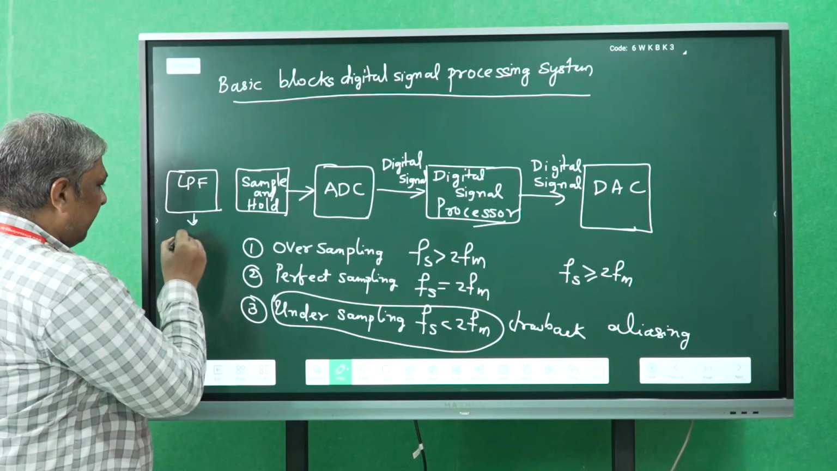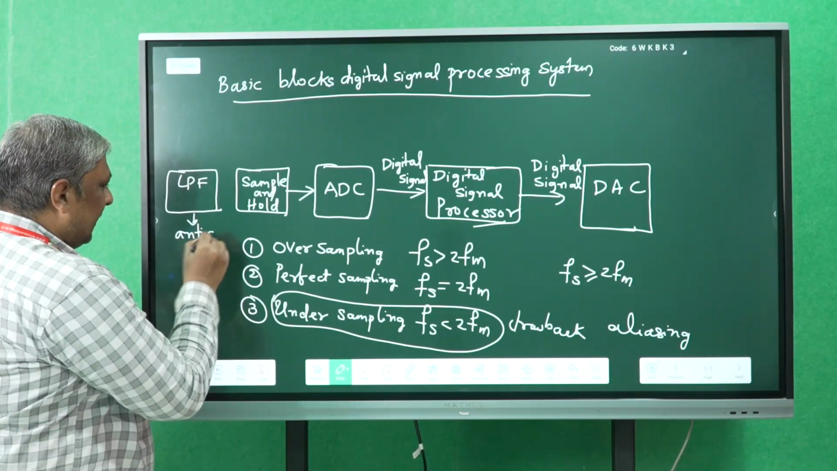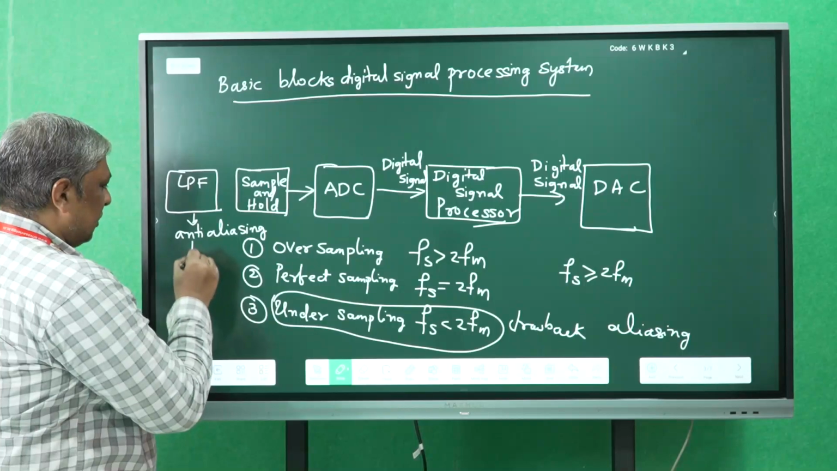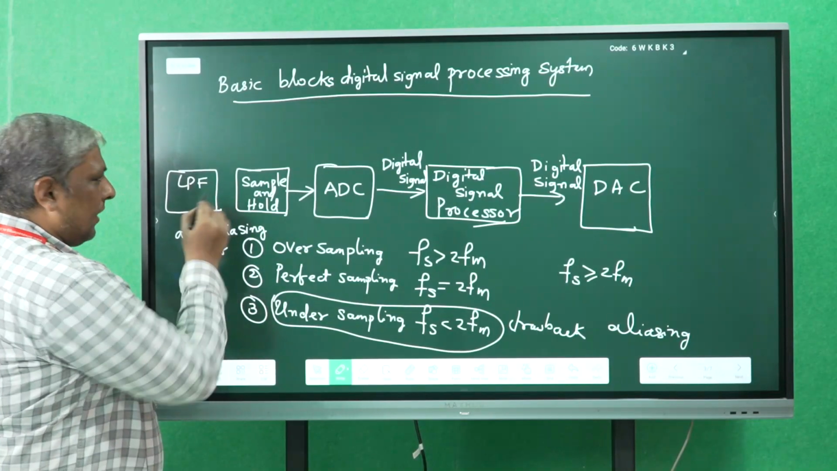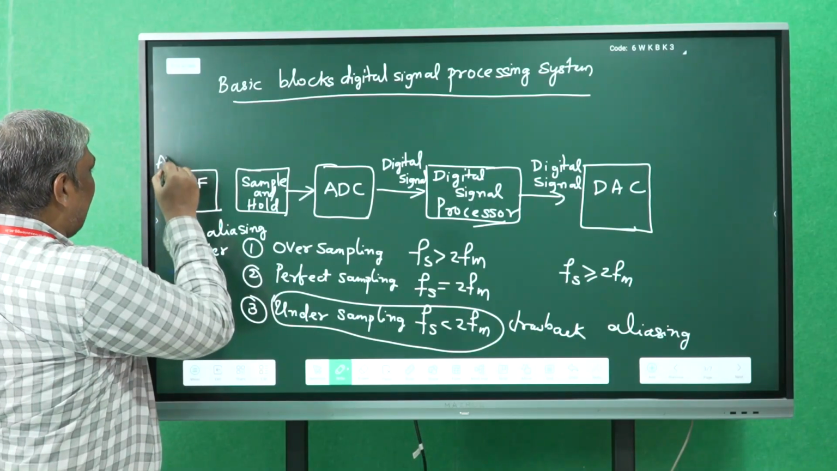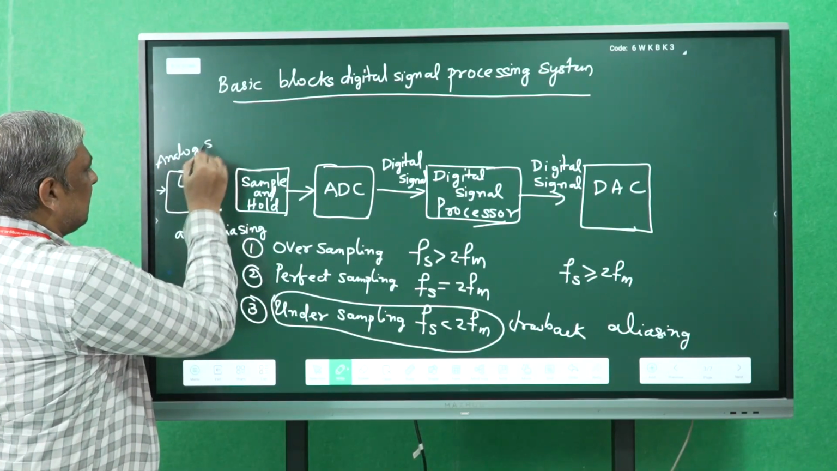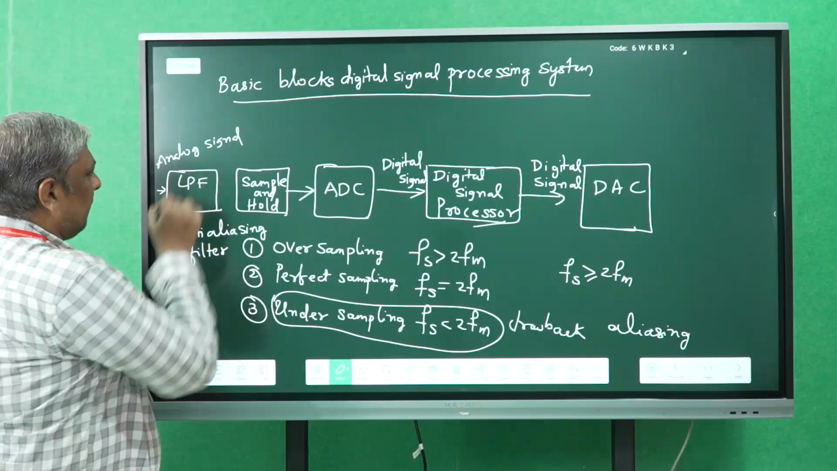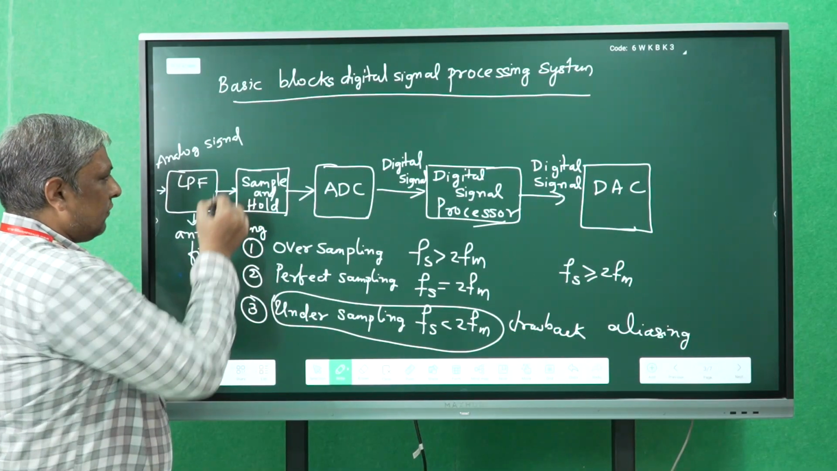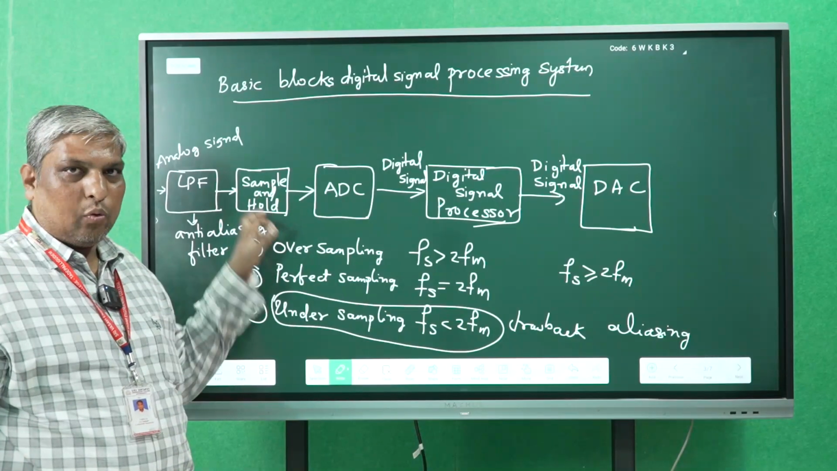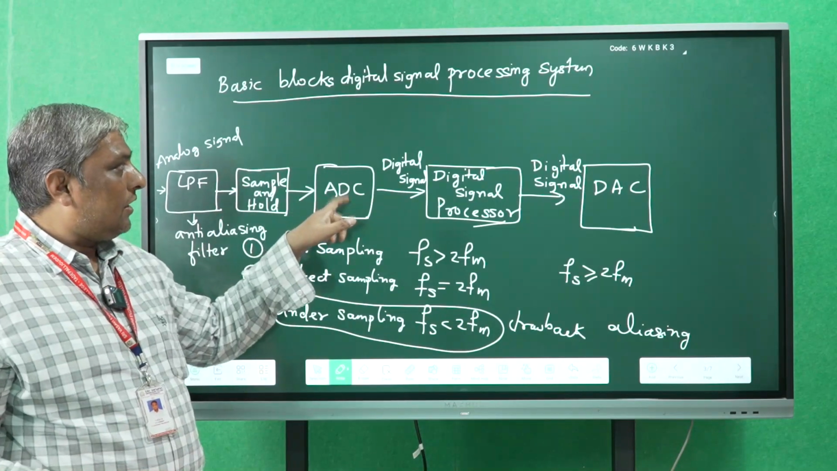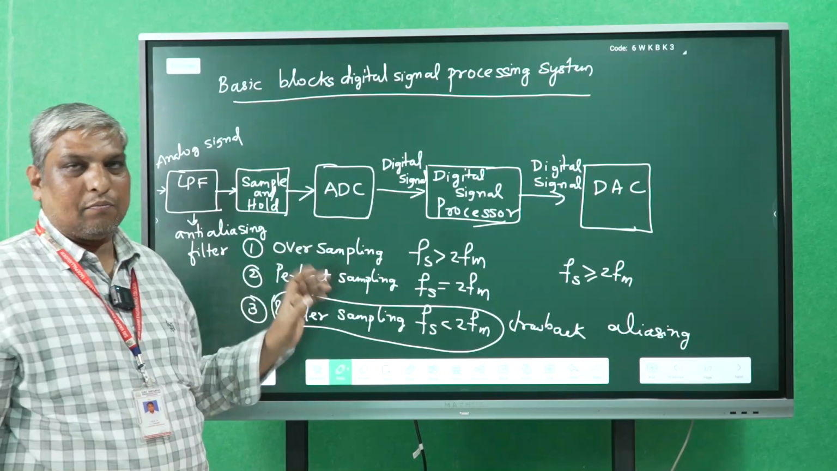This low pass filter will act as an anti-aliasing filter, and to this low pass filter I am applying the analog signal. That analog signal will be applied to the low pass filter for the purpose of anti-aliasing. The output of this low pass filter will be given to sample and hold, which is used to hold the data while converting the analog signal into the digital signal.